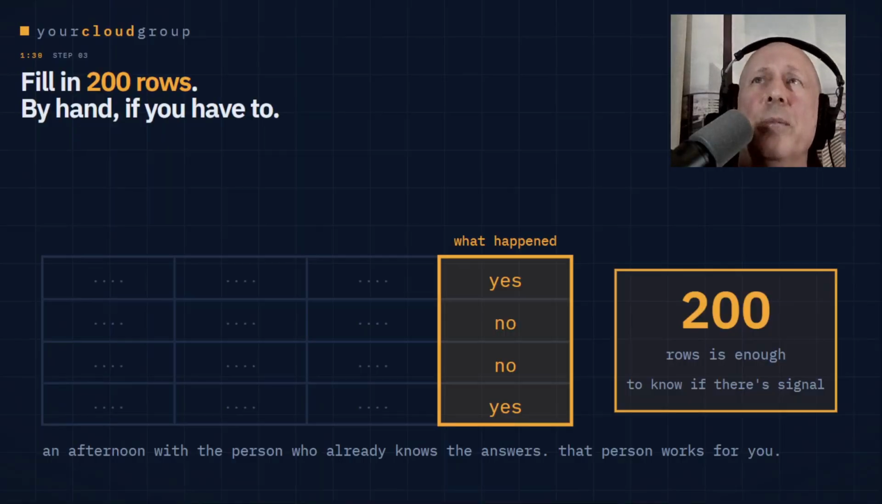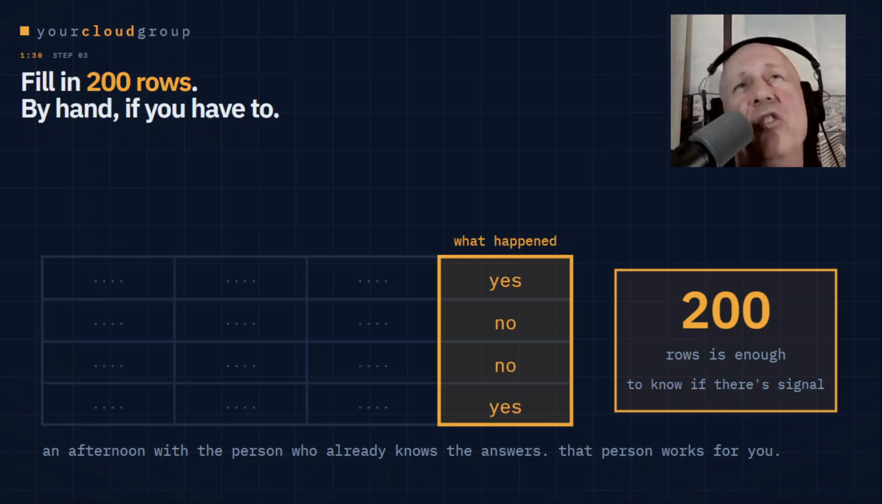Step 3. This is the whole project. Add one column and fill it in. Yes or no. Did it close? Did it pay? Did they stay? 200 rows is enough to know whether there's a signal in there. Sit down with whoever you already know knows the answers, that person who already works for you.